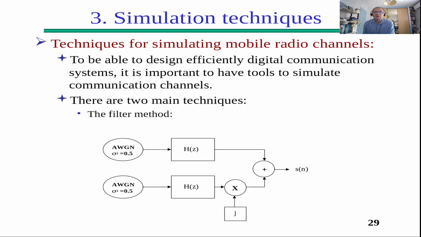The two main simple techniques we use are, first, the filter method, where you generate a unit variance Gaussian process, which is a complex process. You pass the real and imaginary parts into a filter and sum them, and this is going to give you, for example, the Rayleigh channel, and this is what we're going to simulate in the last part of this tutorial.